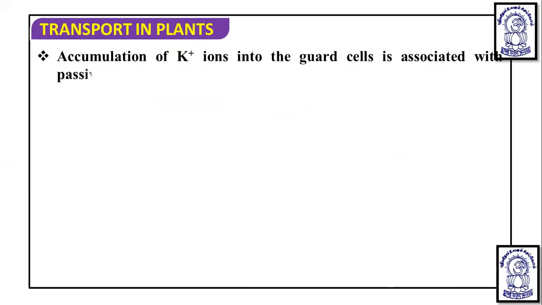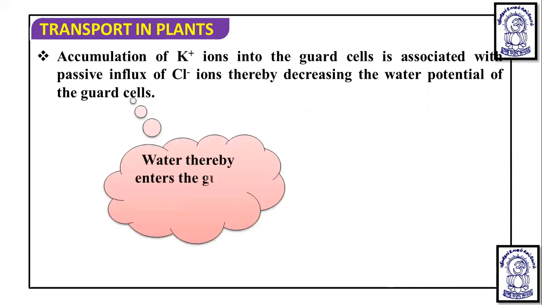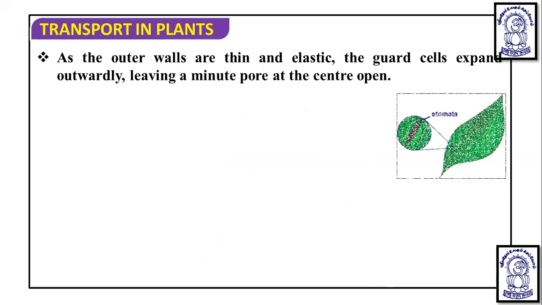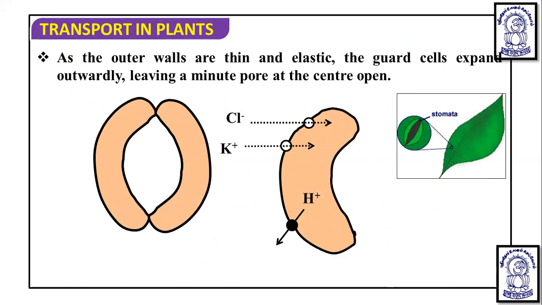So accumulation of K+ that we have discussed in the guard cell is associated with the passive influx of chloride ions, thereby decreasing the water potential of the guard cell. Water thereby enters the guard cell, making them turgid, and the opening occurs. The outer walls are thin and elastic in the guard cell, as we have discussed. Guard cells expand outwardly, leaving a minute pore in the center open. That is what? A stomatal pore. So K+ will come inside and the opening will occur.